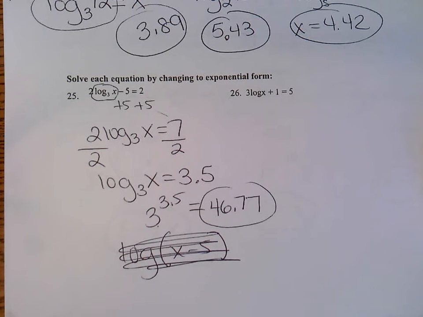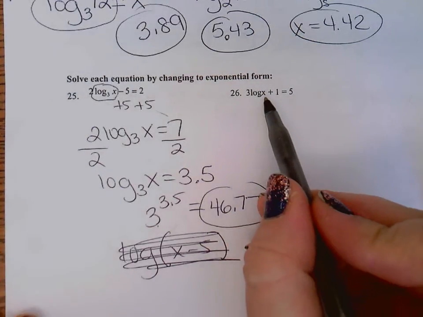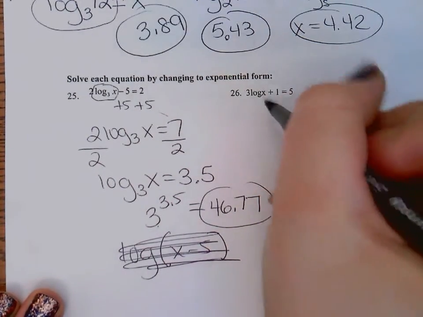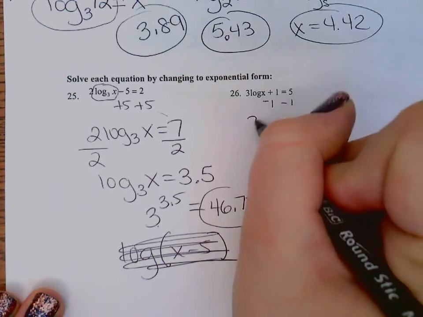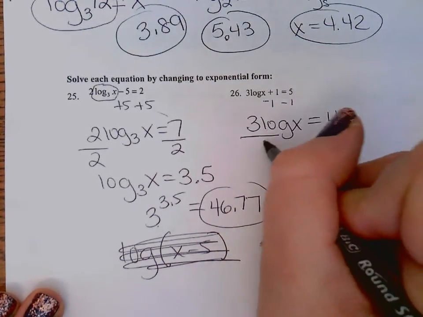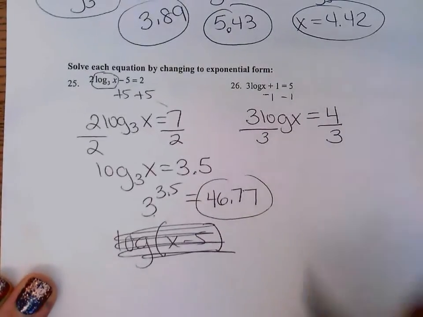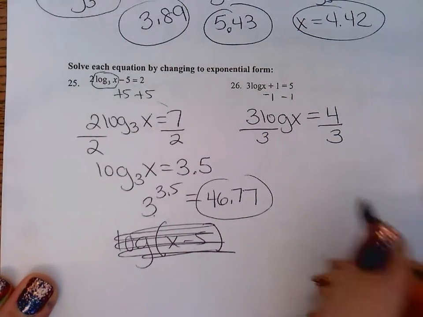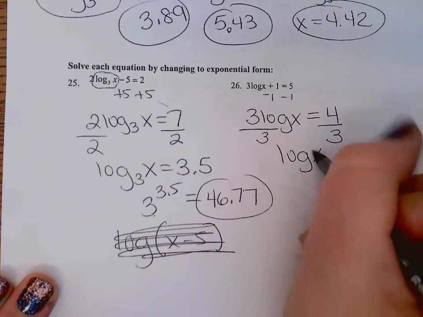So the last one, what would I do first? What would I move to the other side? Subtract 1. So I have 3 log x equals 4. Divide by 3 on both sides. So I have log of x equals 4/3.